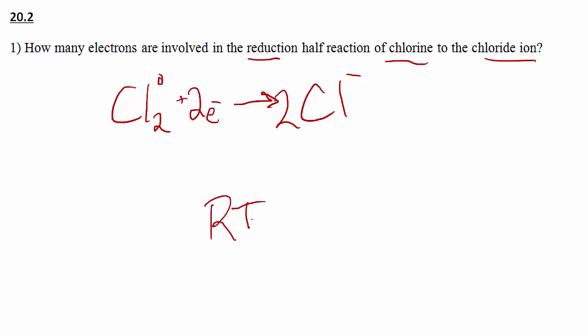Remember that reduction is gaining, so we're going to put the electrons on the left side because it's gaining those. And for each chlorine to go from 0 to -1 is 1 electron each. 2 chlorine atoms, 2 electrons.